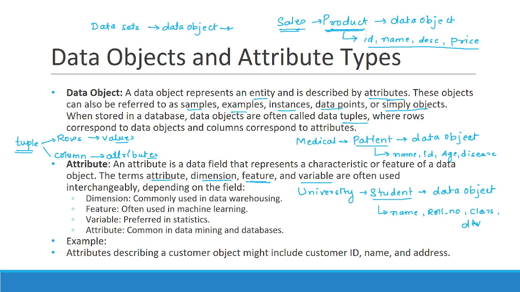So here, one more example I have given: attributes describing a customer object might include customer ID, name and address. So in total we have seen 4 examples. Have you understood what a data object is and what an attribute is?